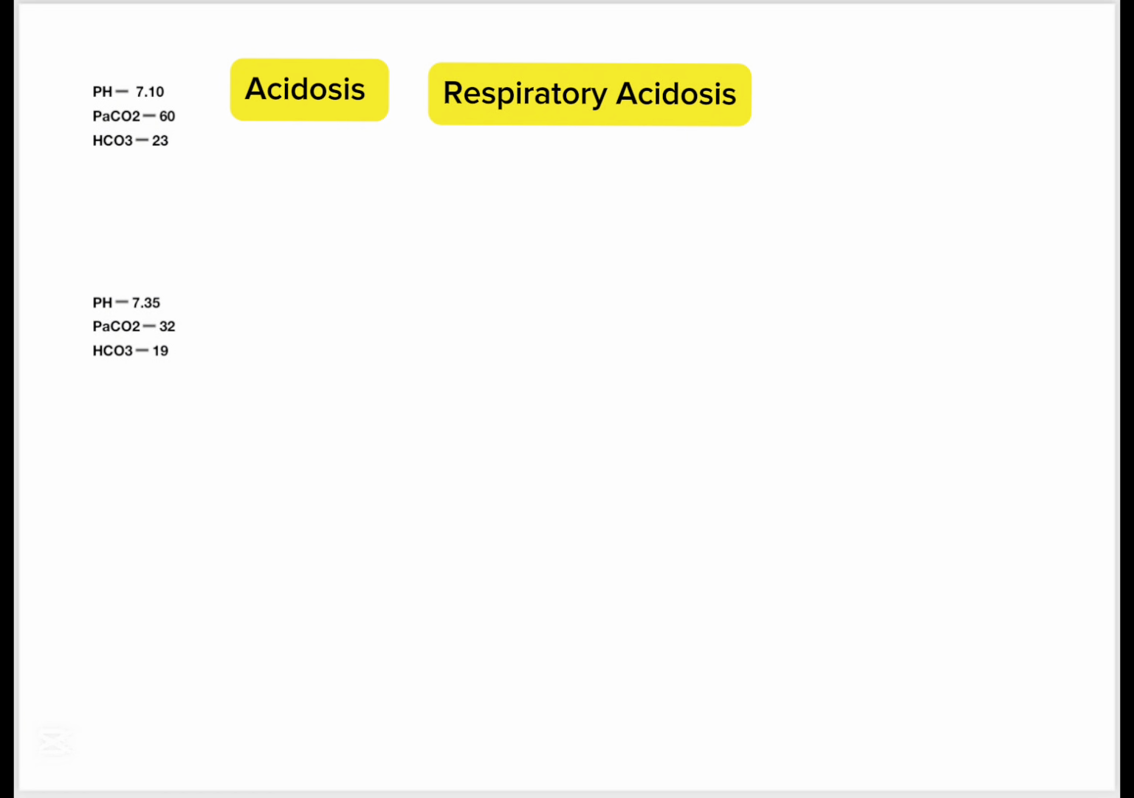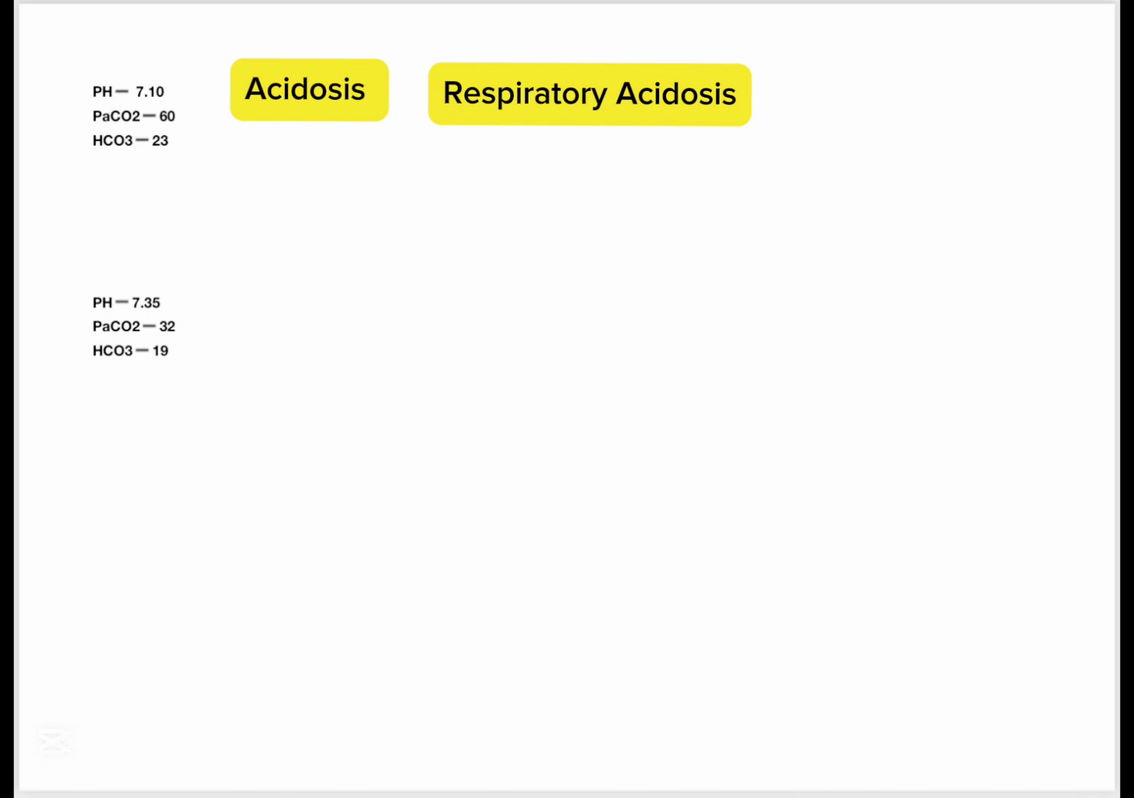Looking at this example, pH of 7.10, we can already say that this is a state of acidosis. Let's look at the CO2. CO2 is 60. So the normal range is 35 to 45. So this is above the normal. So we can say it's a CO2 of 60 that is putting this body in a state of acidosis. So hence we can deduce that this is a respiratory acidosis.